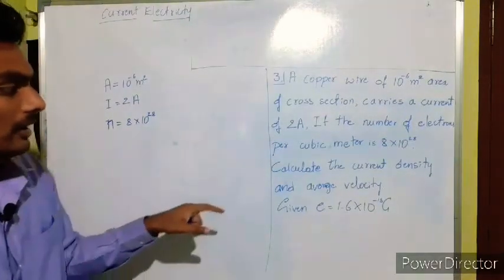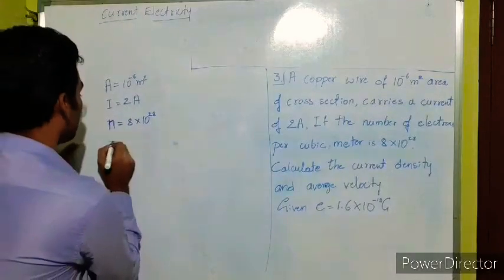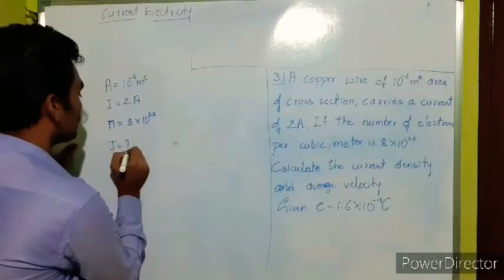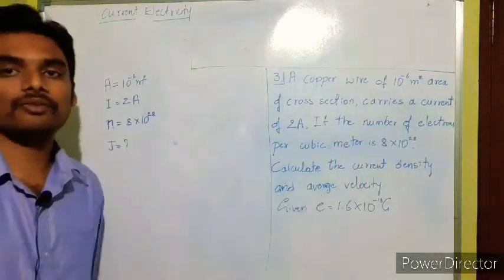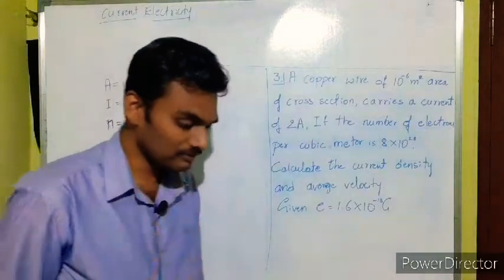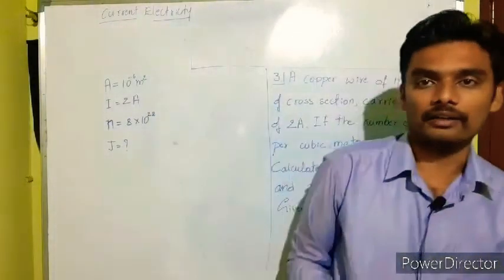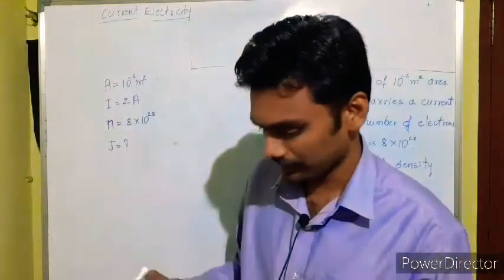And what is to be calculated? Current density has to be calculated. J is equal to question mark. And the other factor which has to be calculated is average velocity. So when they ask you the average velocity, they're asking you to find drift velocity. That's it. Nothing else.